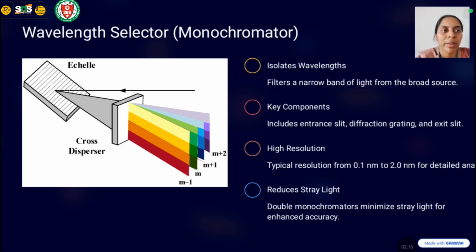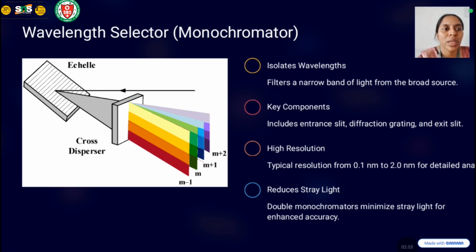The first component is the entrance slit, where the light radiation from the light source will enter, and the diffraction grating is a dispersive element that can be either a prism or a grating. They convert all the polychromatic light into monochromatic light. And then the exit slit, this exit slit is mainly necessary for choosing what we need to pass through our monochromator. And then high resolution, typical resolution from 0.1 to 2 nanometer for detailed analysis.